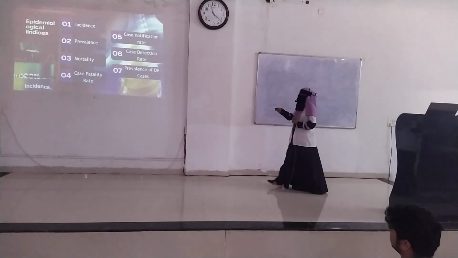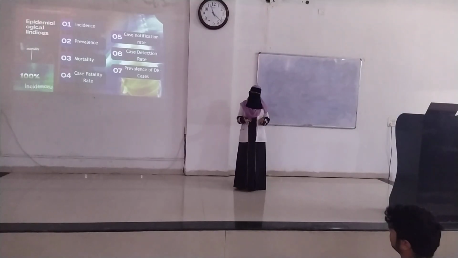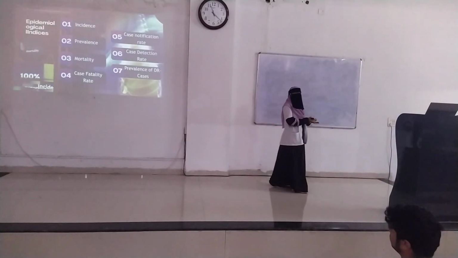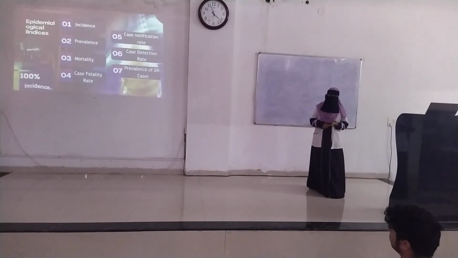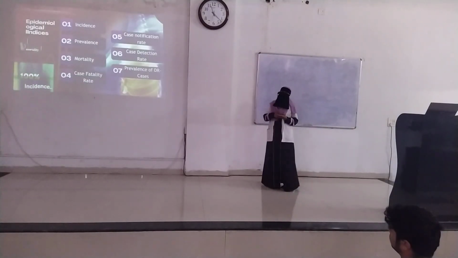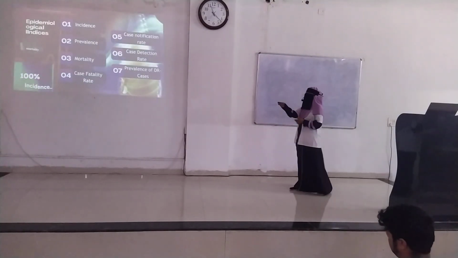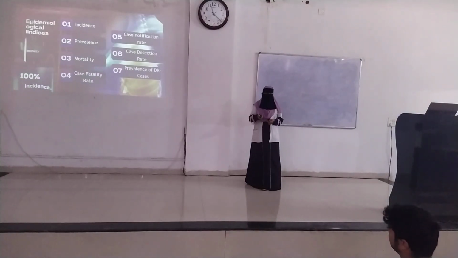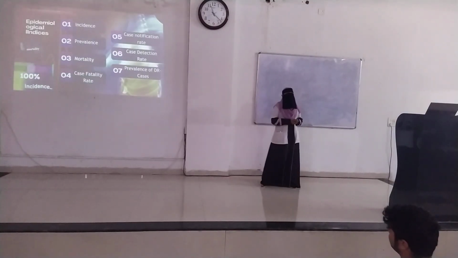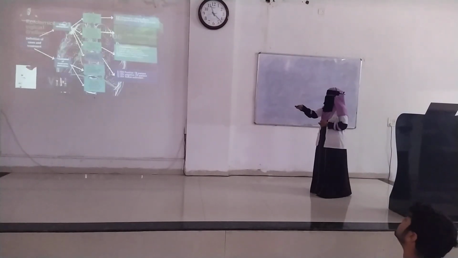The case detection rate is calculated as the number of notified new and relapsed cases of TB in a given year upon the estimated incidence of the same cases in the same year. And prevalence refers to those TB cases who exhibit TB bacilli which are drug resistant.